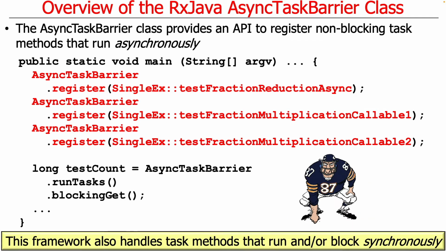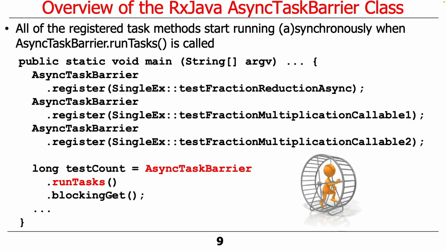And we normally do this for things that will run asynchronously. It'll work for synchronous stuff too, but it's really intended for things that run asynchronously. And then what happens is we say, hey, AsyncTaskBarrier, start running all of these tasks asynchronously. So we register them all first, then we go ahead and we run them all in the background.